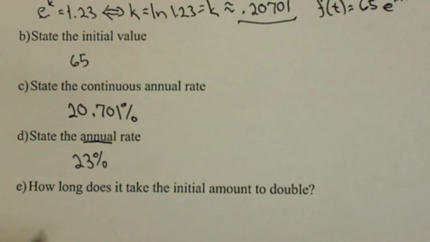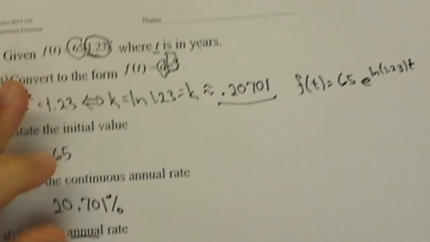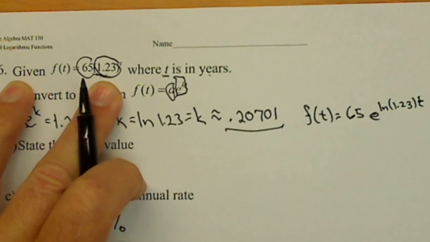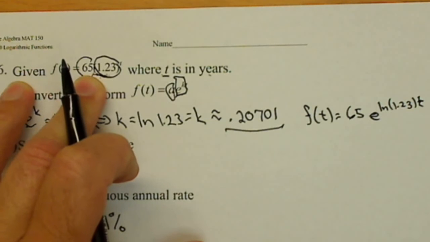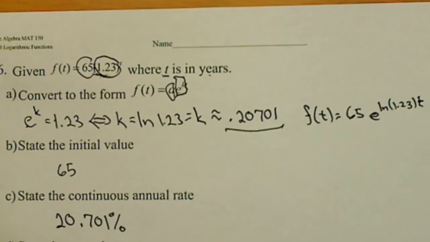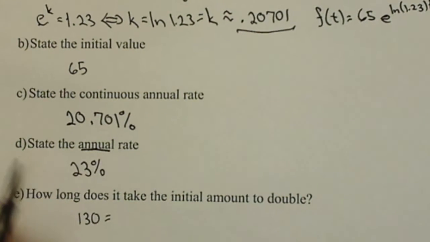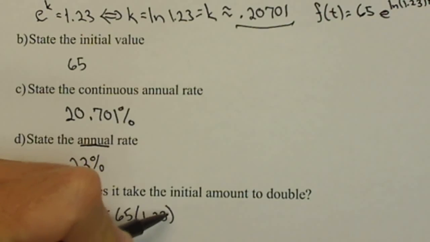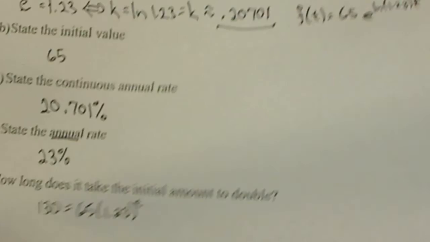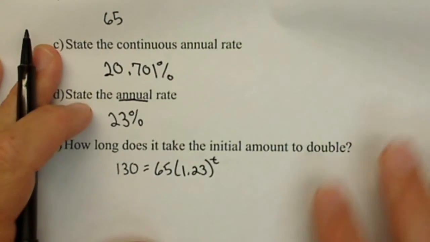How long does it take to double? We can use either form, so whichever you're more comfortable with. So we know our function here. We want to see how long it takes to double. Well, this is the initial value, so set it equal to double that. That's one quick way of doing it. So we have 130 equals 65 times 1.23 to the t. We'll solve this exactly, and then I'll throw it in the calculator.